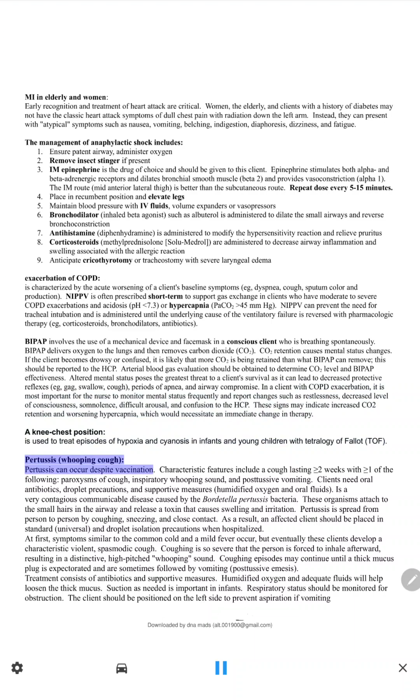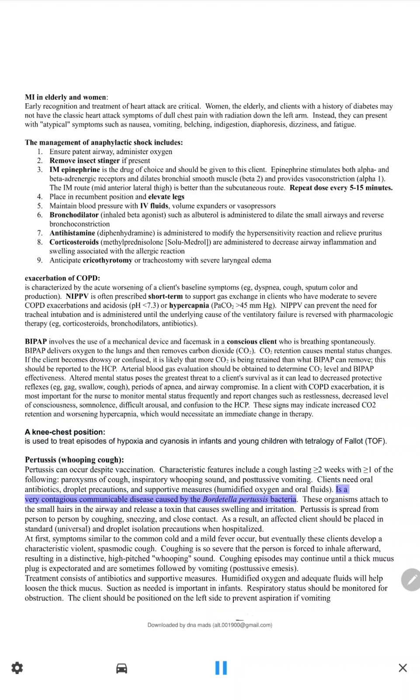Pertussis, whooping cough. Pertussis can occur despite vaccination. Characteristic features include a cough lasting greater than or equal to 2 weeks with greater than or equal to one of the following: paroxysms of cough, inspiratory whooping sound, and posttussive vomiting. Clients need oral antibiotics, droplet precautions, and supportive measures, humidified oxygen and oral fluids.